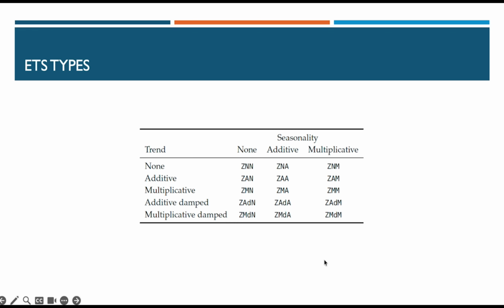Let's say this: error, damped trend, no seasonality. And here it's additive damped. Additive damped, additive seasonality, error again. Error, multiplicative damped, no seasonality, and so on. So these are 15, but what about the error? The error can be multiplicative or additive, so this can be A versus M, based on the error. That's why we have 30 types of ETS.